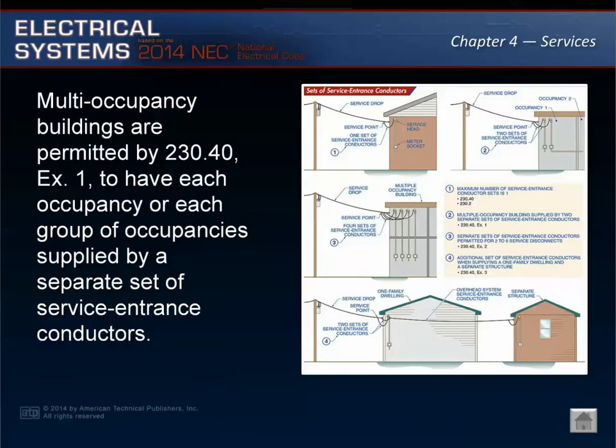Just as Article 230.2 limits the maximum number of services for a building or structure to 1, the general rule for 230.40 limits the maximum number of sets of service entrance conductors that can be connected to a single service drop, a set of overhead service conductors, a set of underground service conductors, or a service lateral to 1. There may be, however, installations where it is desirable to supply additional sets of service entrance conductors from a single set of service conductors.